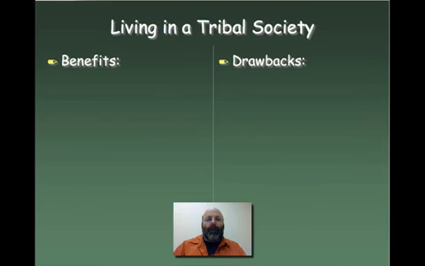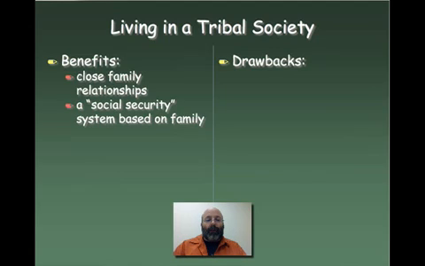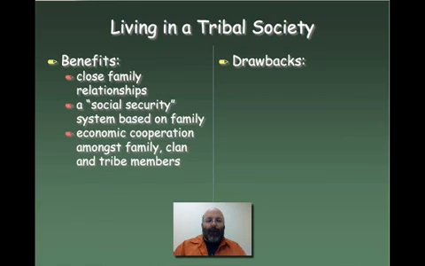So what are the benefits and drawbacks to living in a tribal society? Benefits are that you have close family relationships, draws people together. You also have a social security system that's based on family. So if something goes wrong with one member of the family, the rest of the people in the family can help support him and provide security for him. That's very different than our system. Our government provides social security. Now, there's also economic cooperation amongst family, clan, and tribe members. So the benefits are that people work together.